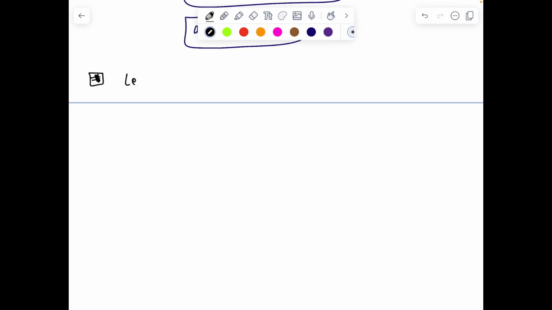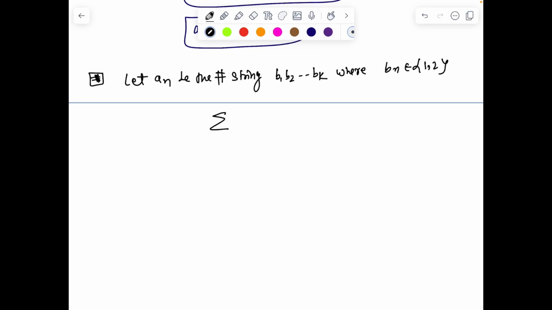ठीक है. अब देखो जैसे आप एक और क्वेश्चन को JEE Advanced can ask in the similar fashion. Let a n be the number of strings, let's say this string is B1, B2 till Bk, where each B i belongs to either 1 or 2, and such that the sum of B i, i equal to 1 to k, equals n.